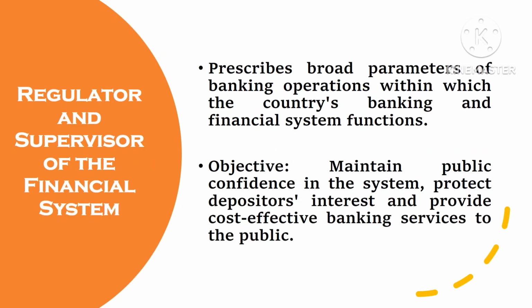Next function is RBI is also known as the regulator and supervisor of the financial system. Under this, RBI prescribes broad parameters of banking operations within which the country's banking and financial system functions. Objective of this is to maintain public confidence in the system, protect depositors' interest, and provide cost-effective banking services to the public.